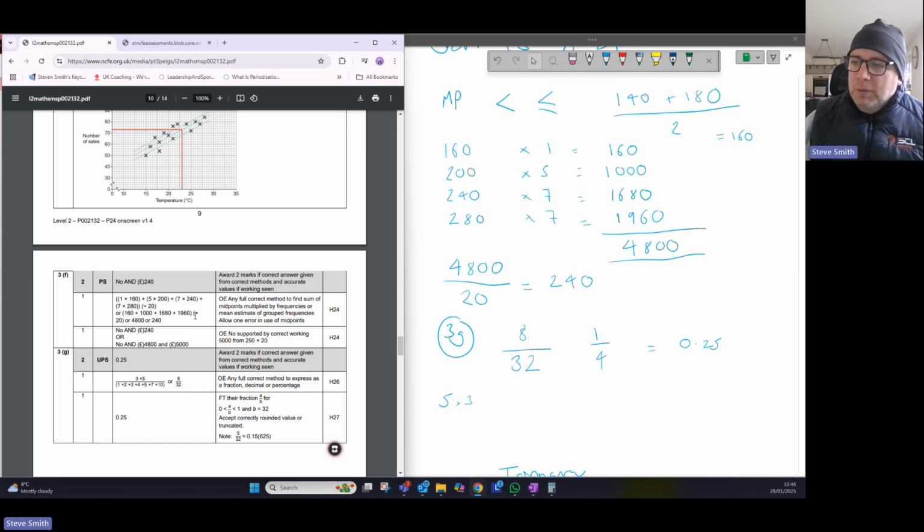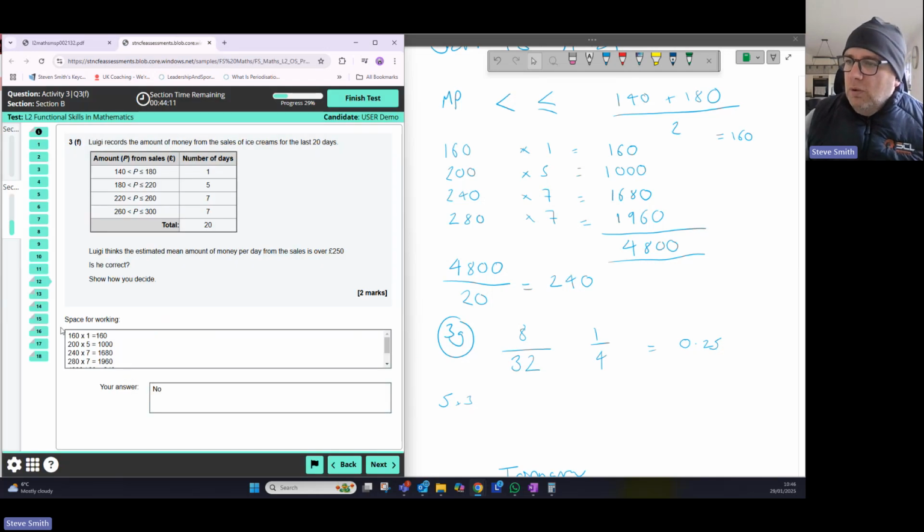Sometimes these get a little bit complicated, hence why I show you what I write on my paper, and then I copy what I think would be useful in the electronic box and what's going to get you those marks. So yeah, because it's only worth 2 marks. So all your midpoints up to what you've got, 4,800 divided by 20 is 240. Next question, we got that one correct.